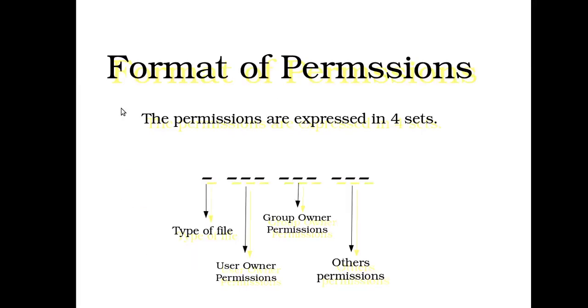Now, how is the format of permissions defined? We have four sets in total. The first set is dedicated to the type of the file, be it a directory, a flat file, a device file, a block file, or a link file. So there are multiple types of files, and the first set is for the type of the file. The second set is for the user owner, as defined in the image if you look at it, the third set is for the group owner, and the last set is for others.